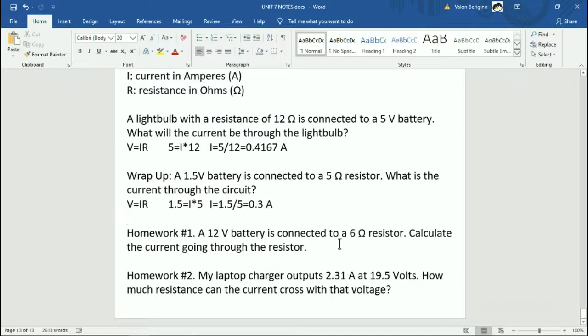Okay, good. So here are your 2 homework questions. A 12 volt battery connected to a 6 ohm resistor. Calculate the current going through the resistor. And then my laptop charger outputs 3.1 amps at 19.5 volts. How much resistance can the current cross with that voltage? Okay, so no real tricks with any of these questions, just solving for various things. And you can see how this comes together.